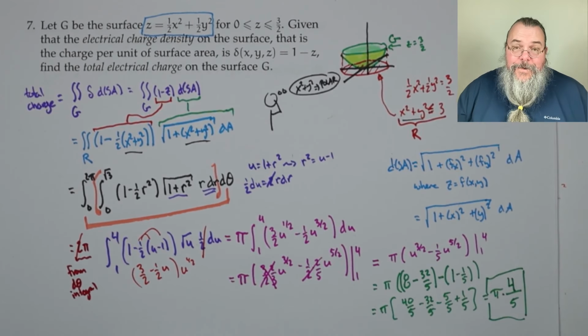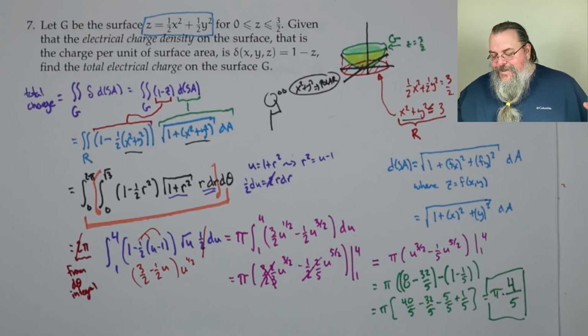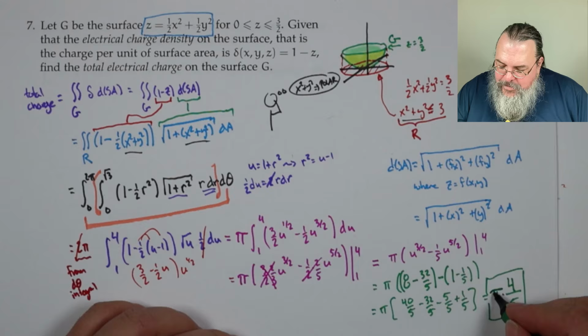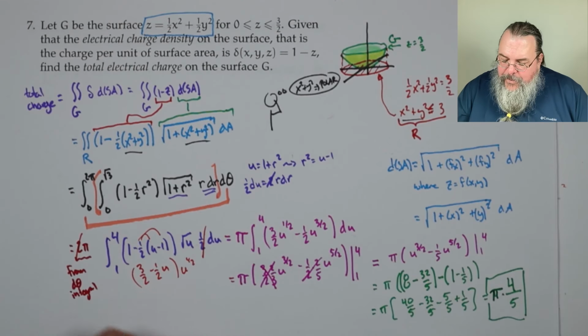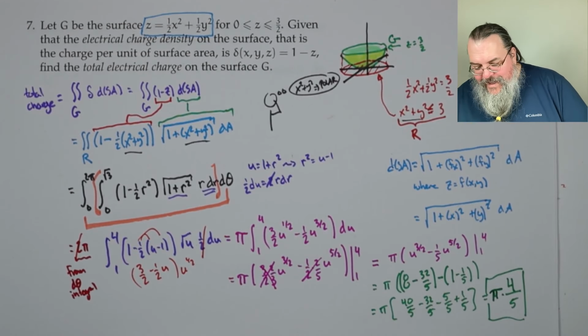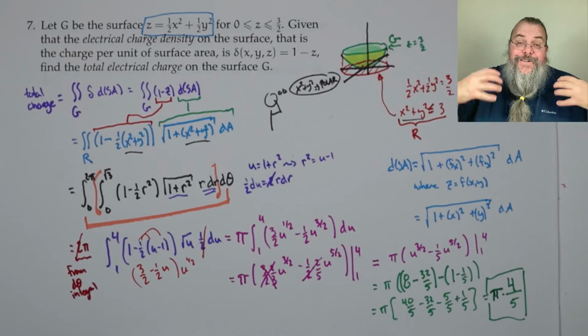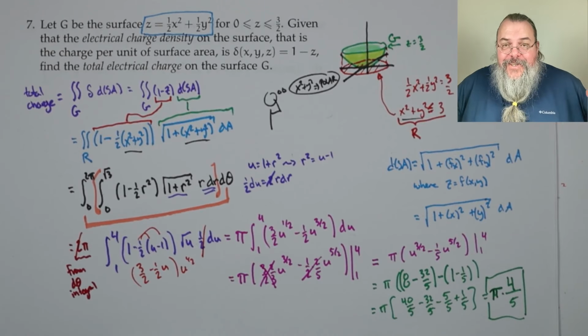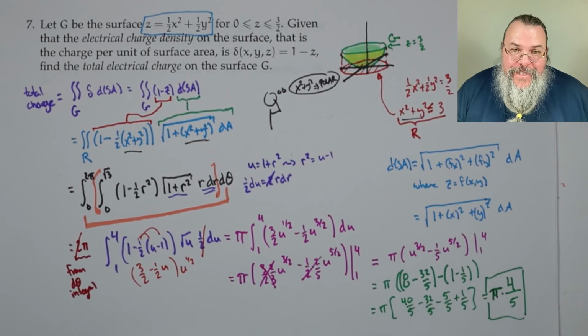And there we go. Wow, that was actually a surprisingly nice answer, right? You thought it was going to be a terrible answer. But I think 4/5 pi, that's beautiful. And it's something we can do. This is in our wheelhouse. These are things we are capable of doing.